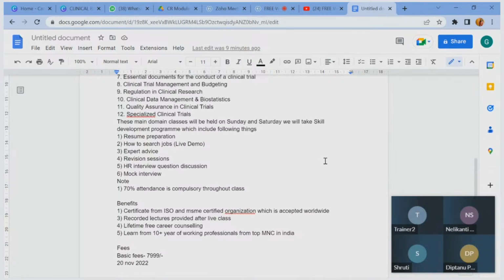And you will definitely get lifetime career counseling as well. So take the benefits of all these things, because we prepare these courses from the fresher's point of view. So if you are a fresher or early-level experienced and want to build a career in clinical research, this is the ideal course for you. If you have any query, you can ask in the chat box as well.